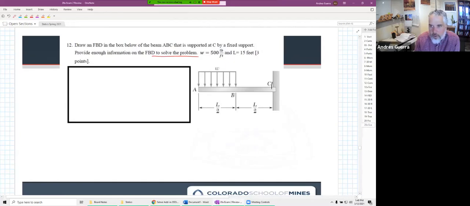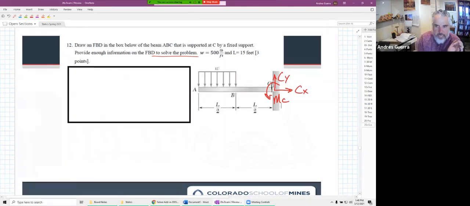So fixed support at point C, well, what are we going to have there? If we think back to how we figured out what forces and moments go at these different supports, we asked ourselves, what does this allow to happen and what does this prevent from happening? Well, this prevents translation in the X, it prevents translation in the Y, and it prevents rotation as well. So a fixed support is going to have an MC, a CX, and a CY. It doesn't matter what direction I draw those in.